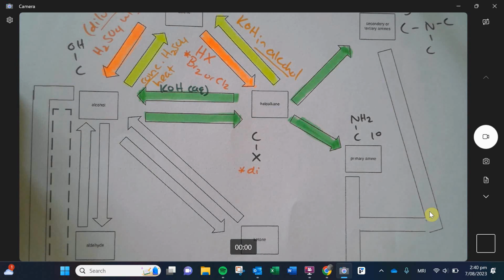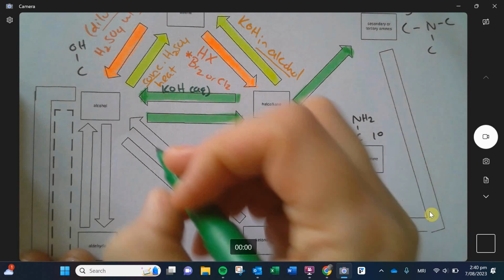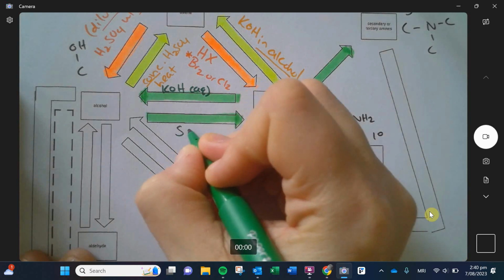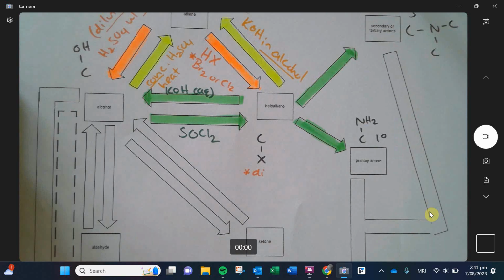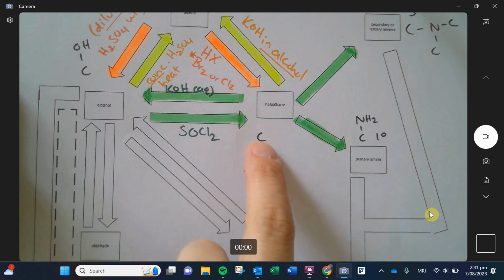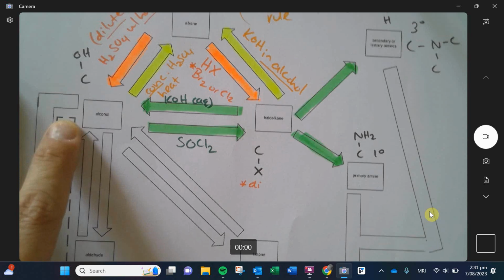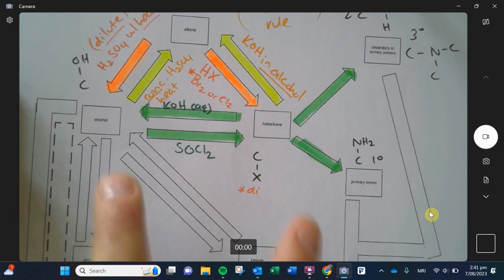If I want to go from an alcohol to a haloalkane, I would need SOCl2. Haloalkanes are really central and alcohols are really central. So when you're trying to convert from one thing to another, you're probably going to have to use that as an intermediate step.